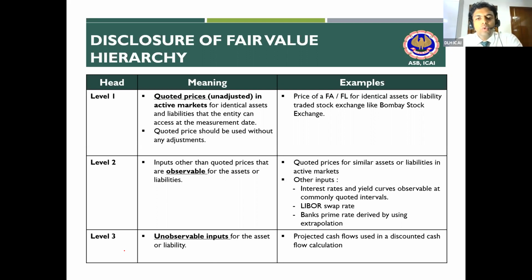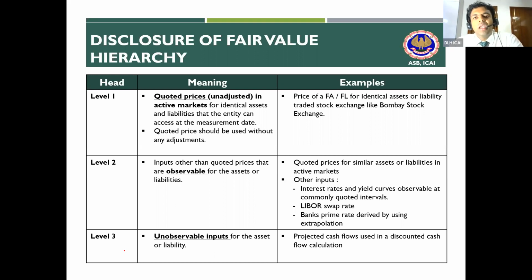Right? What is level 2? Observable input, right? What is level 3? Unobservable input. So what is the example of level 2? For example, interest rate derivatives, right? If the company has taken any derivative like forward, future, option, the bank generally provides the fair valuation of that derivative, right? That becomes a level 2.